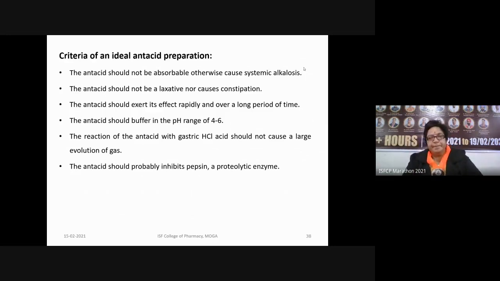The antacid should exert its effect rapidly and over a long period of time. इंस्टेंट इफेक्ट होना चाहिए, ये नहीं कि अभी आपने एंटासिड लिया है और एक घंटे, आधे घंटे के बाद असर हो रहा है. It has to be instant. इसके लिए एग्जांपल बताती हूँ आपको.